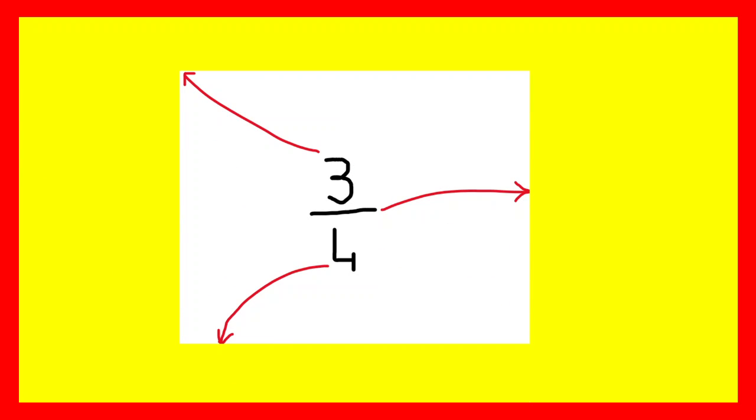So first, let's see the parts of a fraction. Now when it is written like 3 divided by 4, this 3 is called the numerator. The upper part is called the numerator.